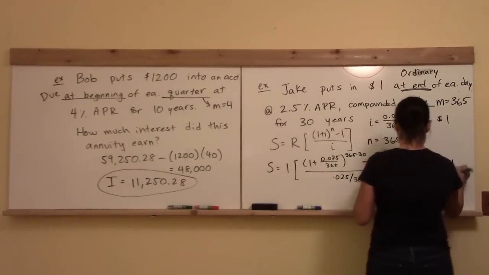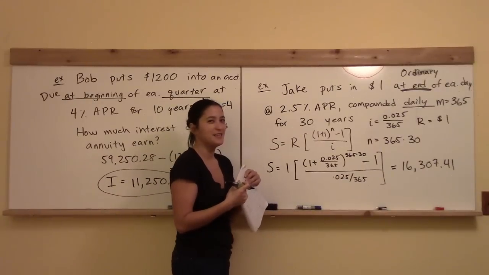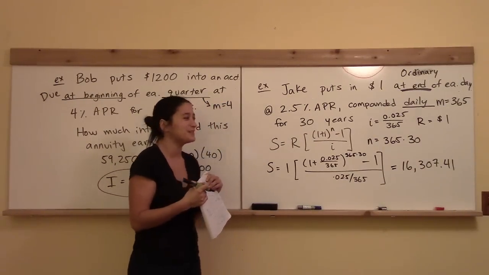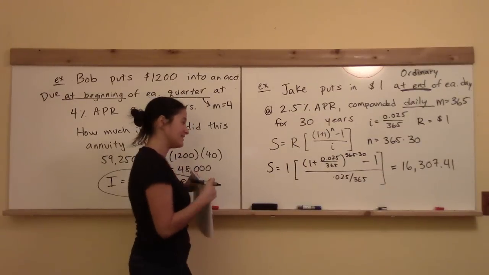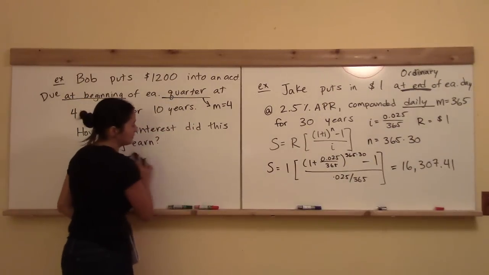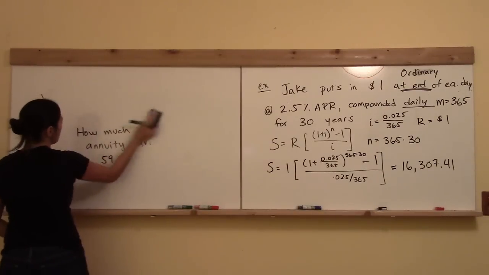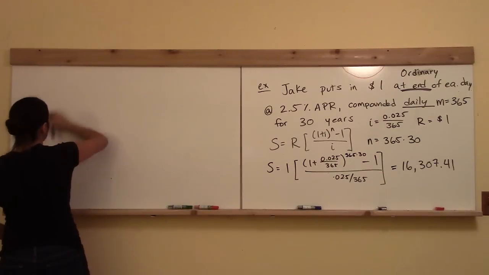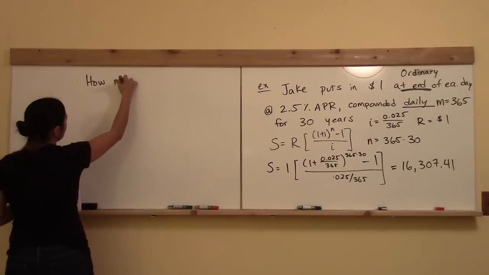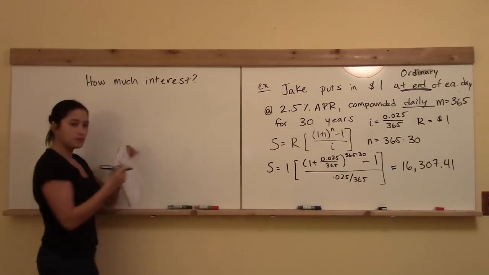16,307 and 41 cents. Oh, that's actually not as much as the other people got. So I guess you probably do have to save a little more than $1 a day to be able to live off that $16,000. Okay, let's try to answer the interest question though. You notice the last person made quite a bit of money off interest. So let's try to answer that question for Jake too. How much interest was earned on this? Okay, how much interest? Try to answer that question before I write it down.